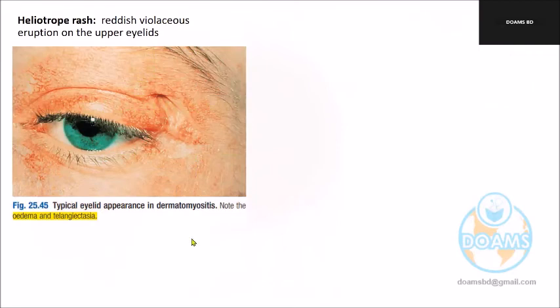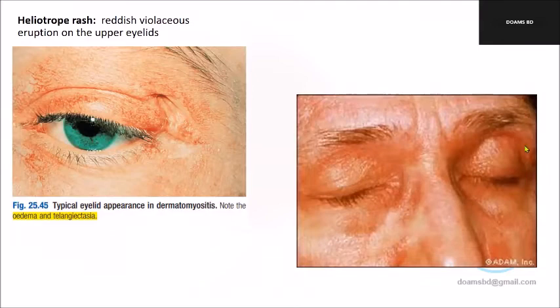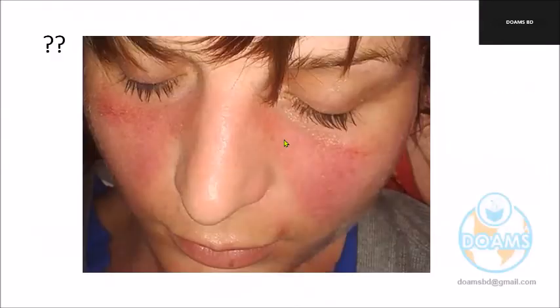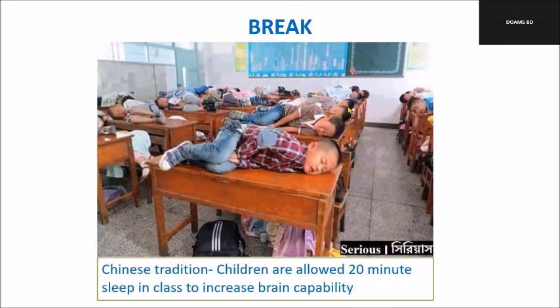In the eye, heliotrope rash, suggestive of dermatomyositis. Heliotrope rash again. Who can say the diagnosis here by looking at the face? SLE. Characteristic features are malar rash, photosensitivity, sparing the nasolabial fold. So this is part of SLE. So these are some hints about connective tissue disease. Any question from you, please? A few seconds for you before jumping to the other topic.